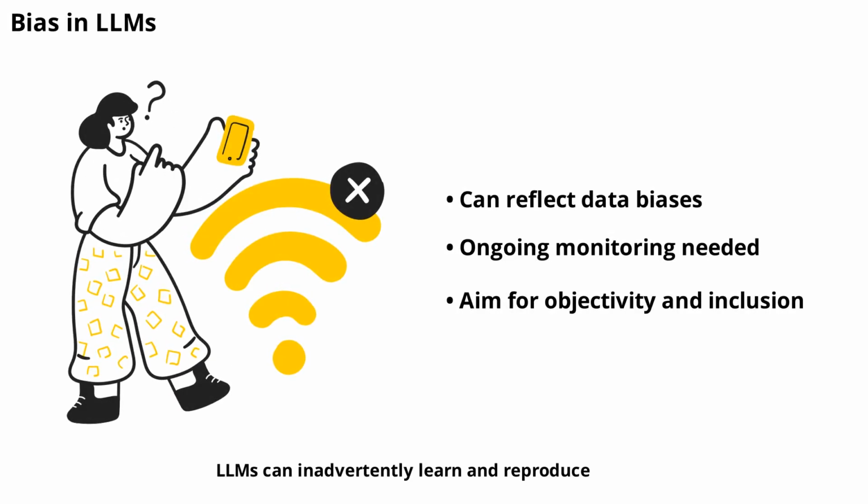LLMs can inadvertently learn and reproduce biases present in their training data. This can lead to unfair or inappropriate outputs. Addressing bias is a major challenge in AI research, requiring careful data selection, ongoing monitoring, and transparent evaluation. The goal is to create models that are as objective and inclusive as possible.